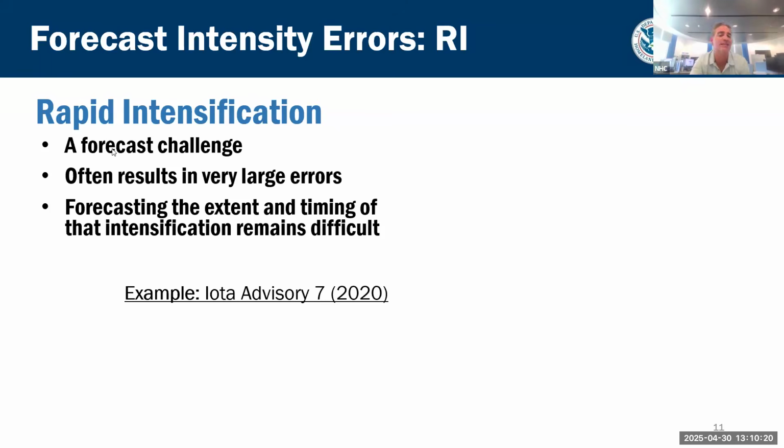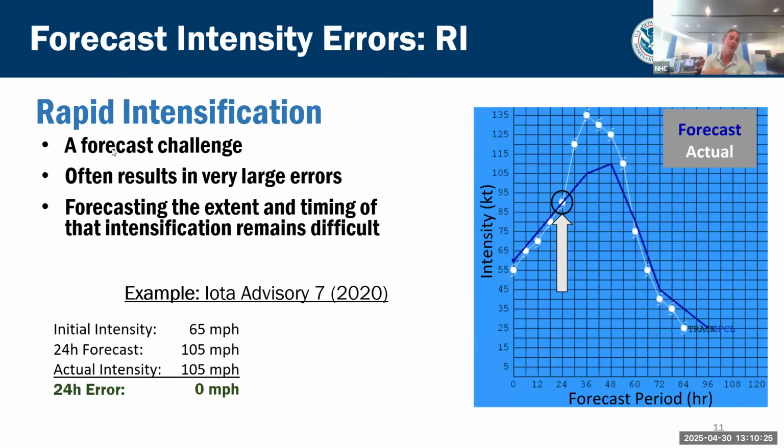Let me take you through a specific example. This is for Hurricane Iota back in 2020. And we were on the forecast floor. Initially, the storm was a tropical storm. The storm had 65-mile-an-hour winds, and our 24-hour forecast predicted 105-mile-an-hour winds. So you can see that was a really strong ramp up in wind speed in just one day by about 40 miles an hour. Again, classifies as rapid intensification. And if you look at the curve there on the right, you'll see that blue line's our prediction, the white line's what happened, and at 24 hours, it was a perfect forecast.